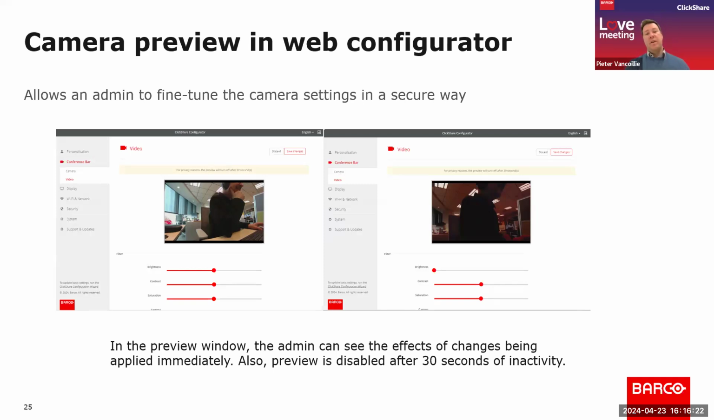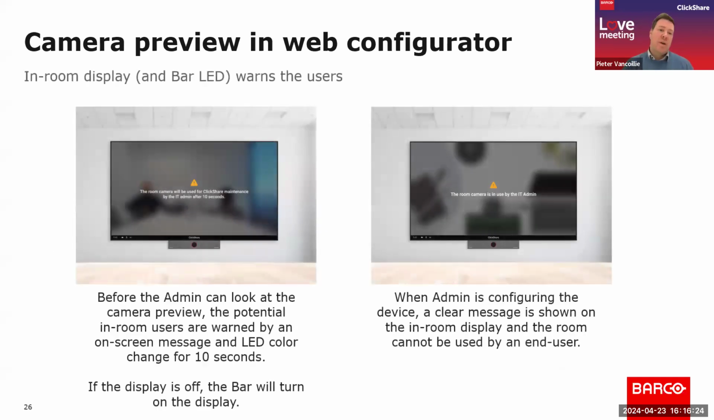Now, how does it look in the meeting room? When the meeting room is available, you can select to turn on that preview, and that will show the message on the left indicating that you are about to view into the meeting room. And then once you are configuring the settings, you will see the message that's displayed on the right, informing people that would walk into the meeting room that you're currently configuring the video camera settings.